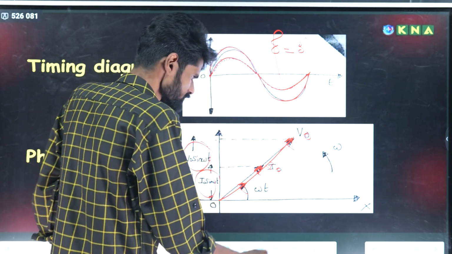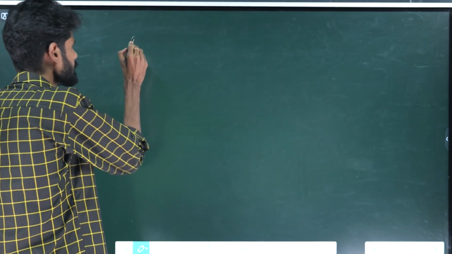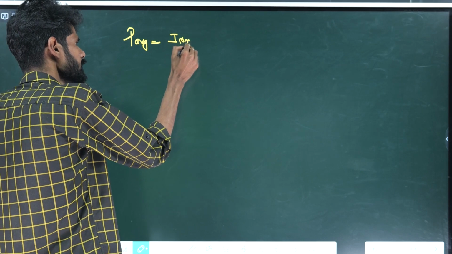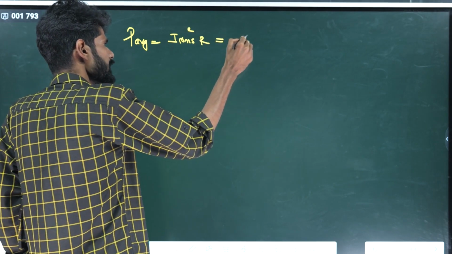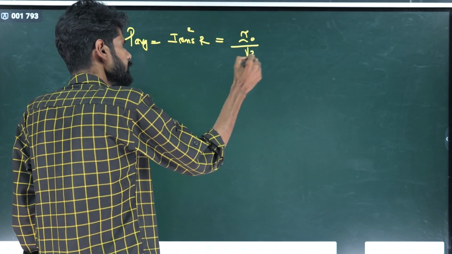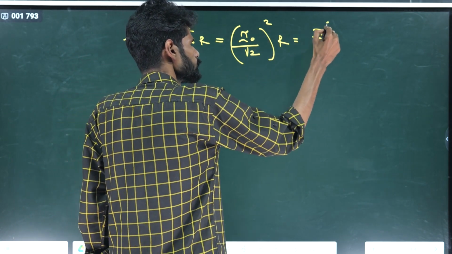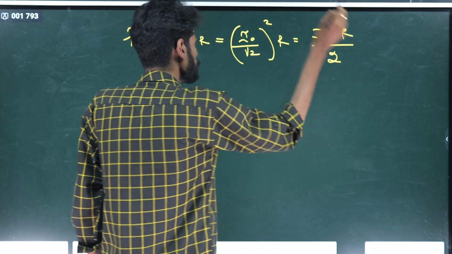So here in this case, what is the average power? See, average power is equal to Irms square R. Irms is I naught divided by root 2, the whole square into R, that is equal to I naught square R divided by 2.